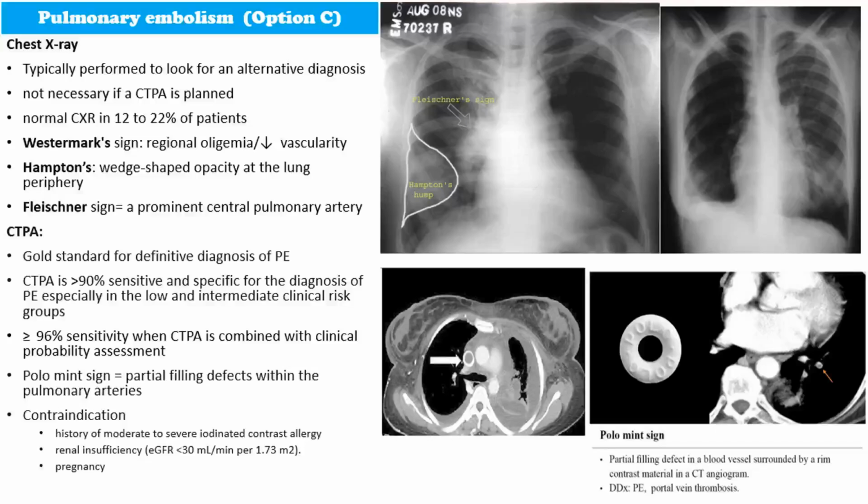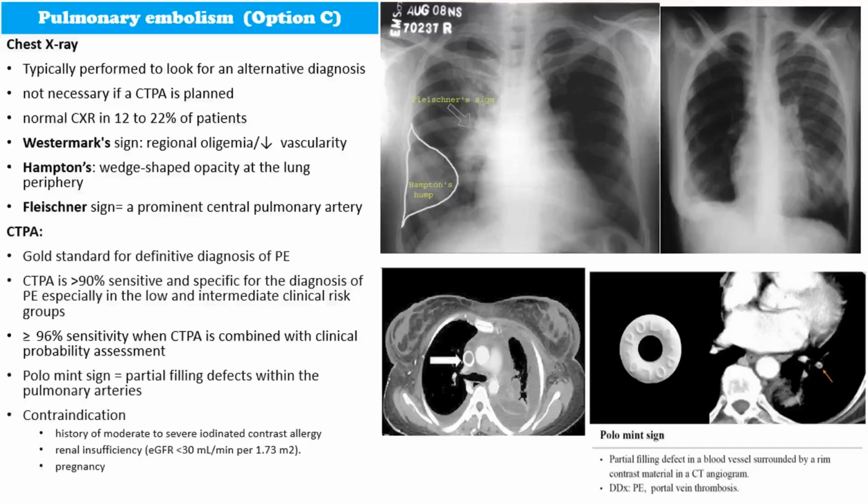Chest radiographs are neither sensitive nor specific for diagnosing pulmonary embolism. They are often used to rule out other differential diagnoses rather than for the direct diagnosis of PE. In cases of pulmonary embolism, chest X-rays may show nonspecific findings which can include pleural effusions, present in about 35% of cases. But a normal chest radiograph can be seen in 12 to 22% of patients. Specific signs on a chest radiograph that suggest pulmonary embolism, such as Westermarck's sign or Hampton's hump, are quite rare.